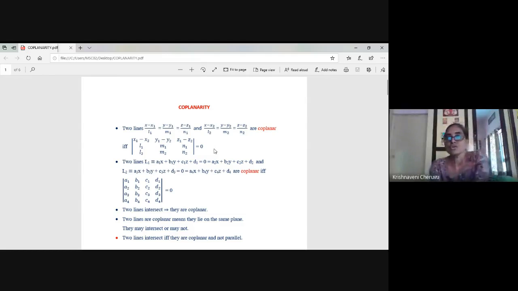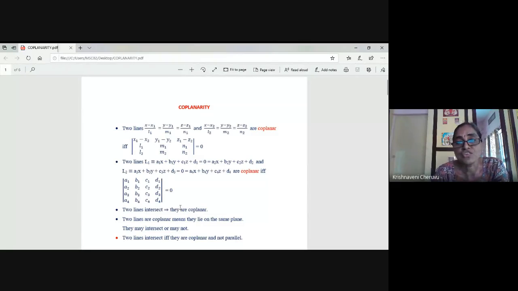I'm now going to explain to you problems on coplanarity. So, what is coplanarity? In the last class, we have seen exactly what coplanarity means. Two lines are called coplanar if they lie on the same plane. So two or more lines, if they lie on the same plane, we call them coplanar lines and we say that they are coplanar.